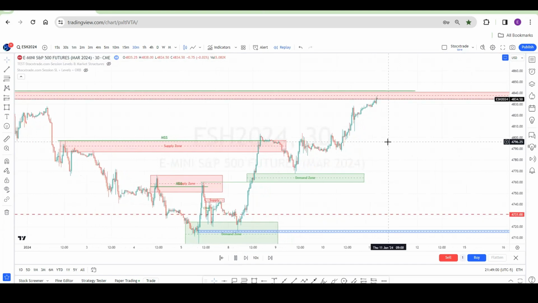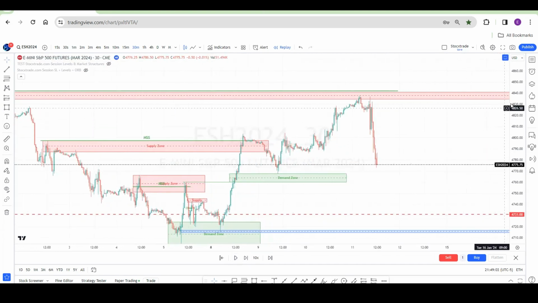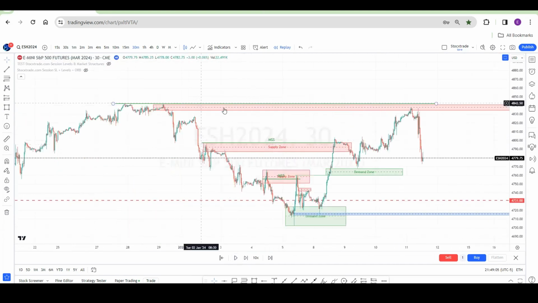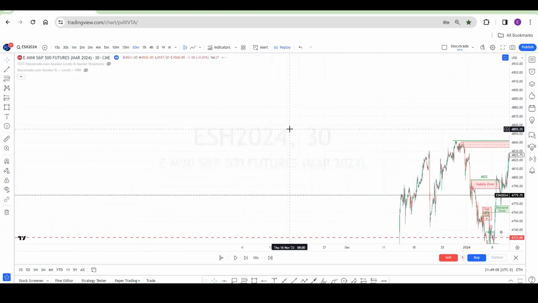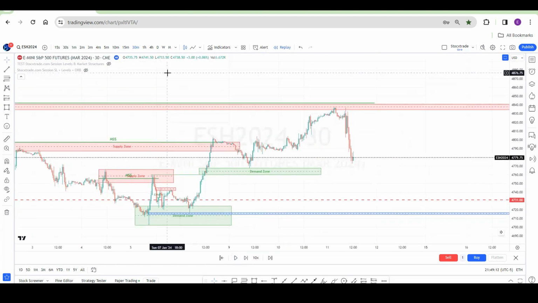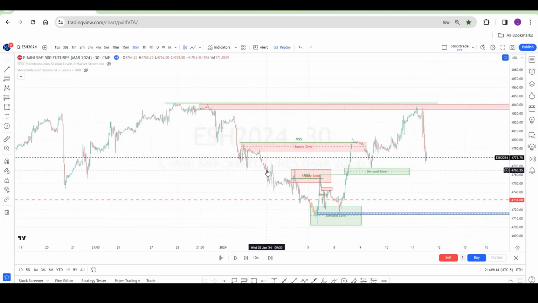Just play with your stop loss if you want to take big profits. This was the exit, the main exit. Okay, because before that there is no high within a certain period of time.